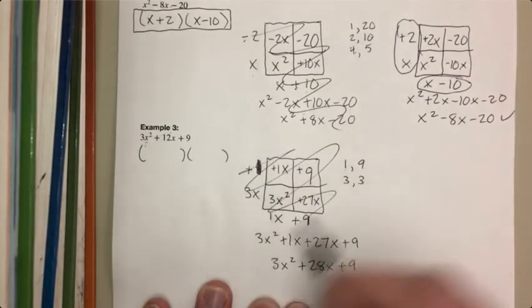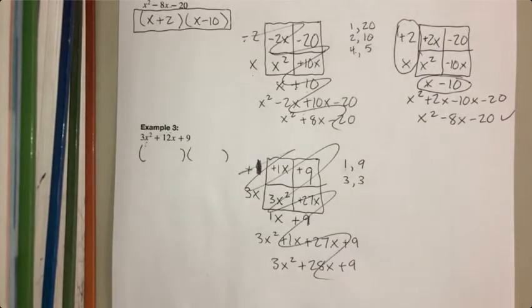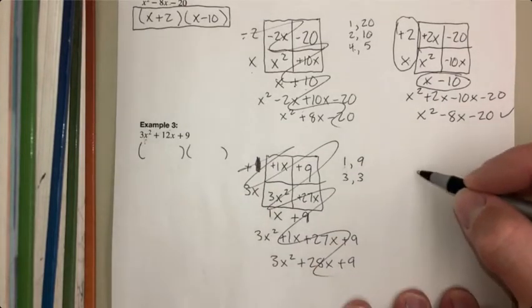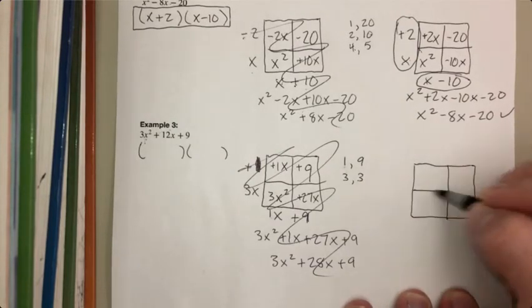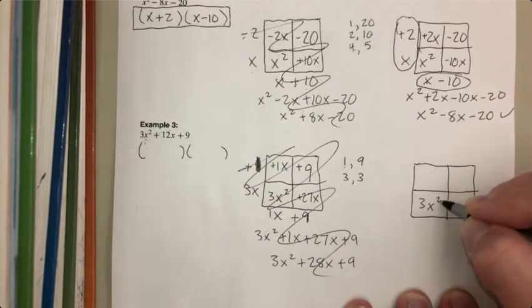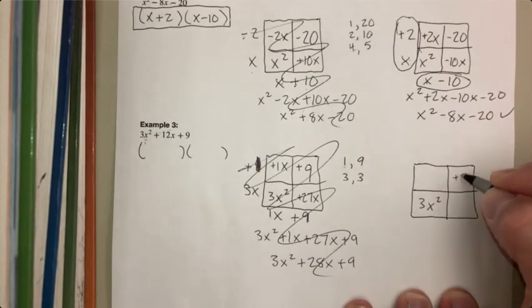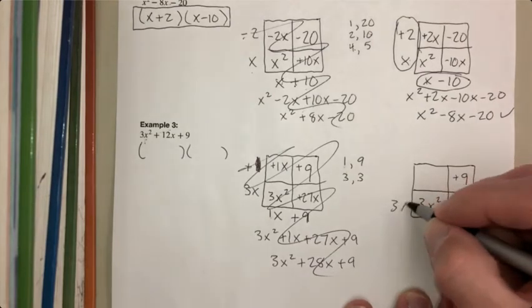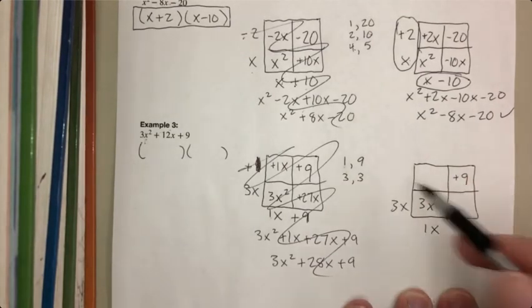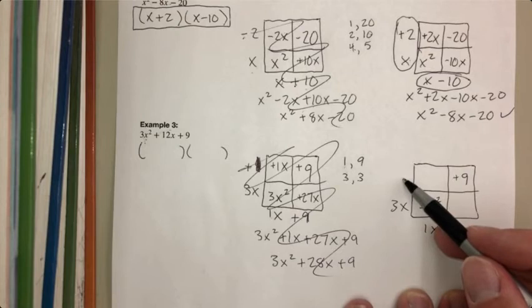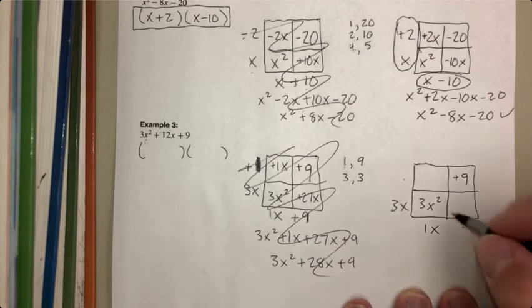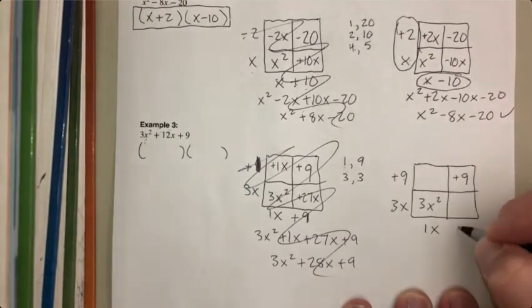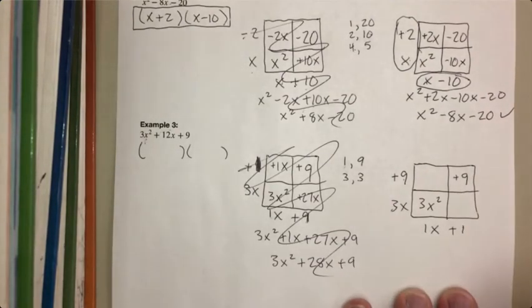So, no good. Here's the tricky thing though. When we introduce this idea of this having a 3x, it turns out that order matters very much now. So just because having 9 down here and 1 up here didn't work, it doesn't mean 1 and 9 aren't possible factors. Instead of 9 down here and 1 up here, I'm going to flip-flop them. So I'm going to put plus 9 up here and plus 1 right here.